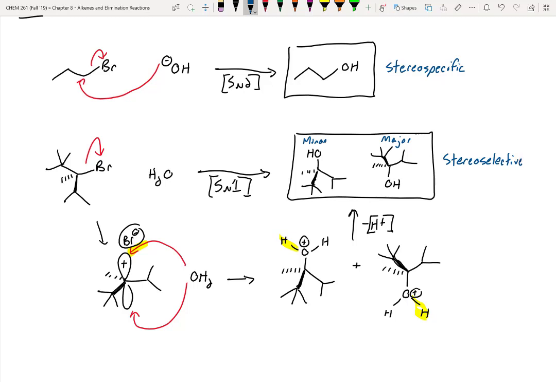So that's one thing to pay attention to. Oftentimes with SN2 reactions, it's always going to be stereospecific, but with SN1, depending on whether or not you're creating a new stereoisomer, it can be stereoselective or stereospecific. It just kind of depends. In this example, we're getting a mix of stereoisomers, so it would be stereoselective.